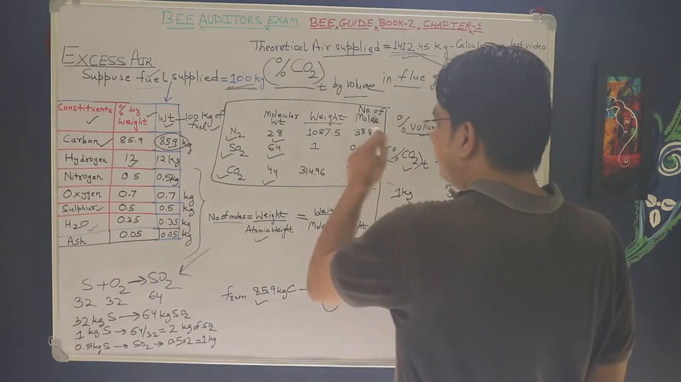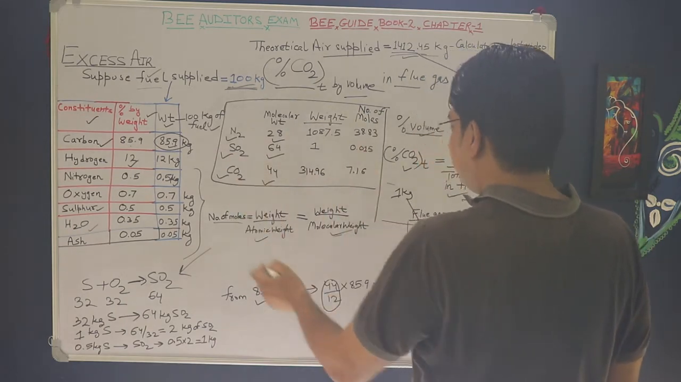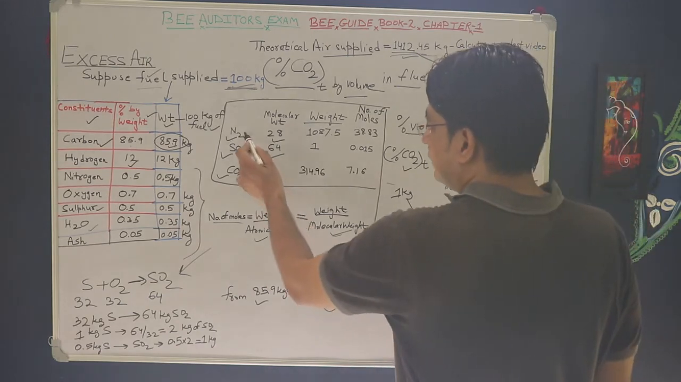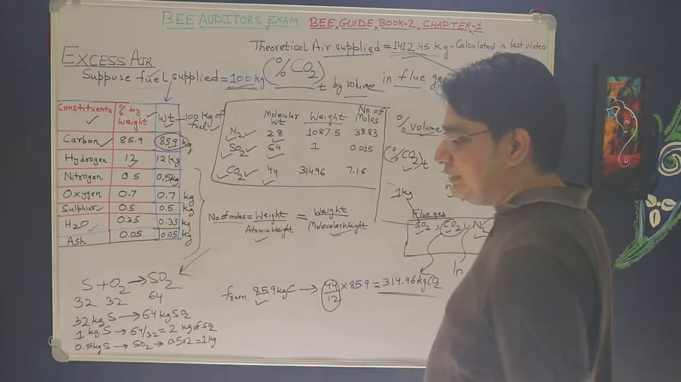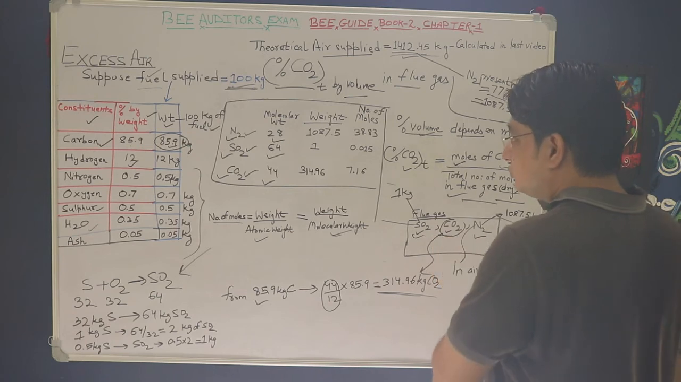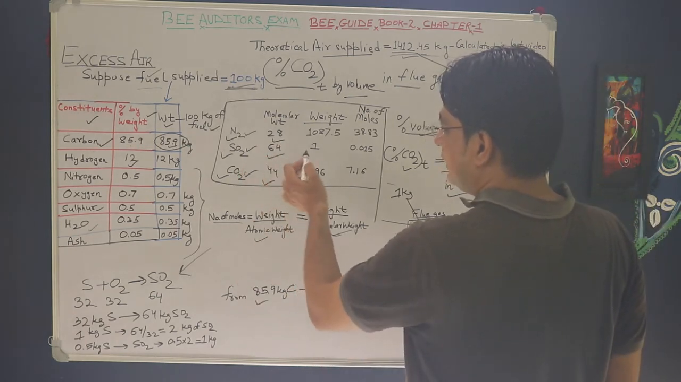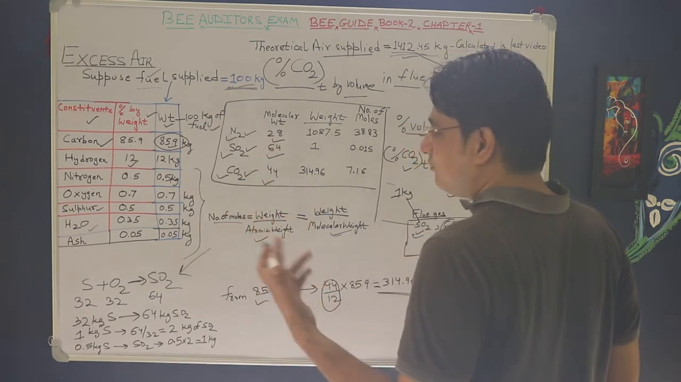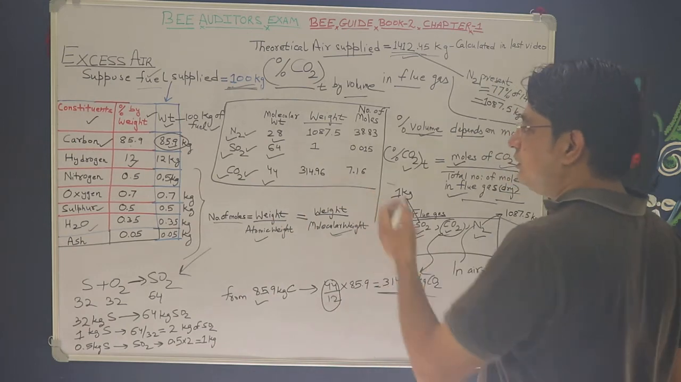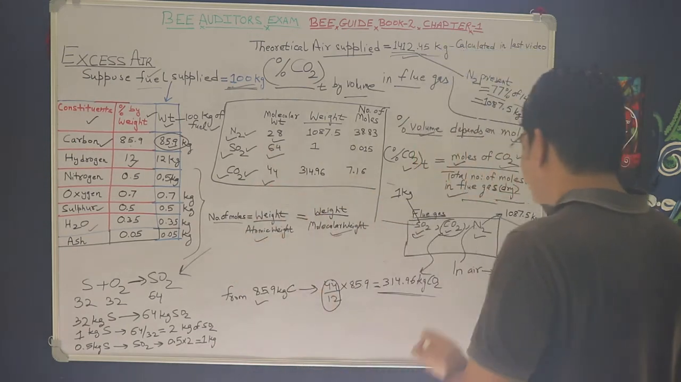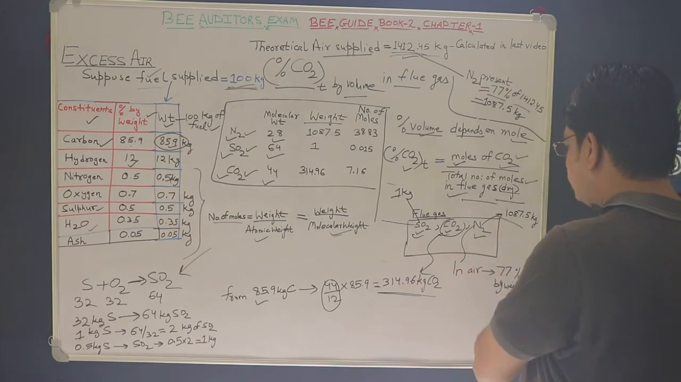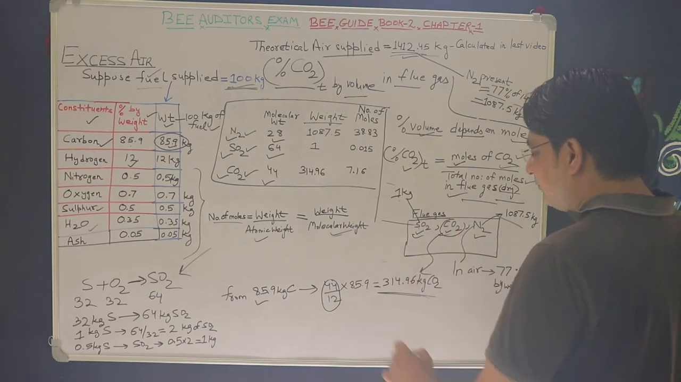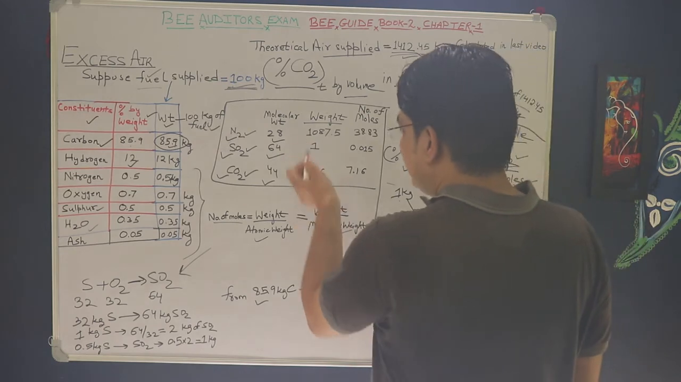So accordingly I have drawn a table where I have represented the various constituents that are present in the flue gas: nitrogen, sulfur dioxide and the carbon dioxide that we have considered here. The molecular weight of nitrogen is 28, sulfur dioxide is 64 and CO2 is 44. It is very easy and I have already calculated it before. Now the weight which we have calculated for each constituent: for nitrogen, 1087.5 kg. For sulfur dioxide, 1 kg. For CO2, 314.96 kg. So accordingly, I have written it here.